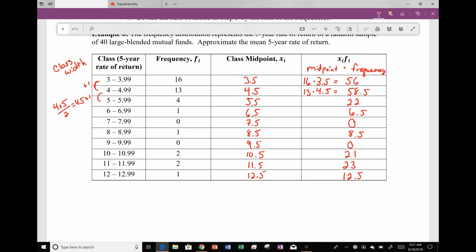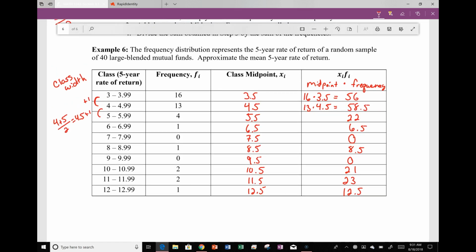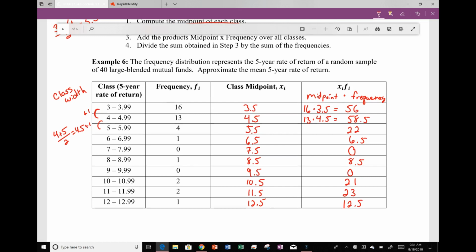Now we have the midpoint times the frequency. Usually when we are finding the mean, we add up all the data values and then we divide by how many there are. Well, here we know how many there are. It tells us here that there's 40, but I can add up my frequencies and that gives me n. That's my sample size. But again, I do not know what value these 16 data points are. I know that they're somewhere between here, but I don't know exactly what they are.